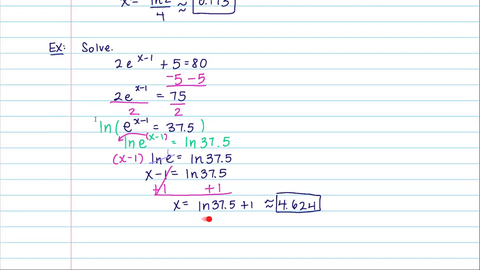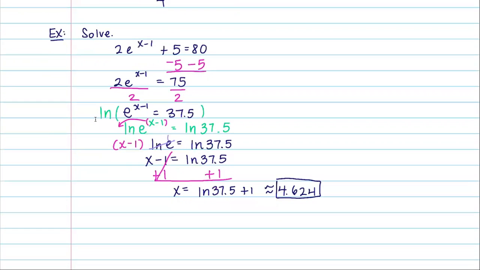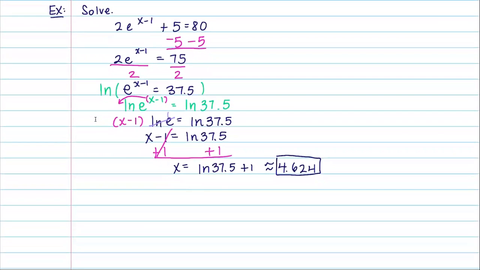So try to refrain from using your calculator until the very last step, so we don't have to carry these decimals in all of our work. Round at the very last step, and then we only have to round once, which makes our answer more precise. All right, we'll go ahead and try one more.